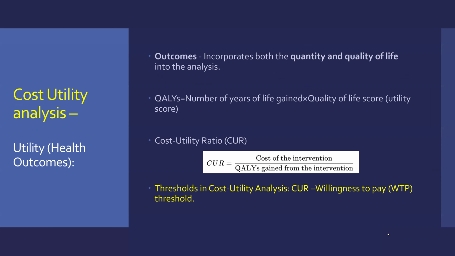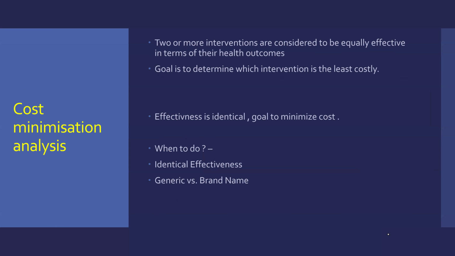So the cost utility analysis would be, so one QALY, what is the cost? Now in a cost utility, whichever it is, it eventually boils down to what is the willingness to pay threshold. So if your utility ratio is within the willingness to pay, it is a cost effective intervention. Now coming to the last, which is cost minimization analysis.